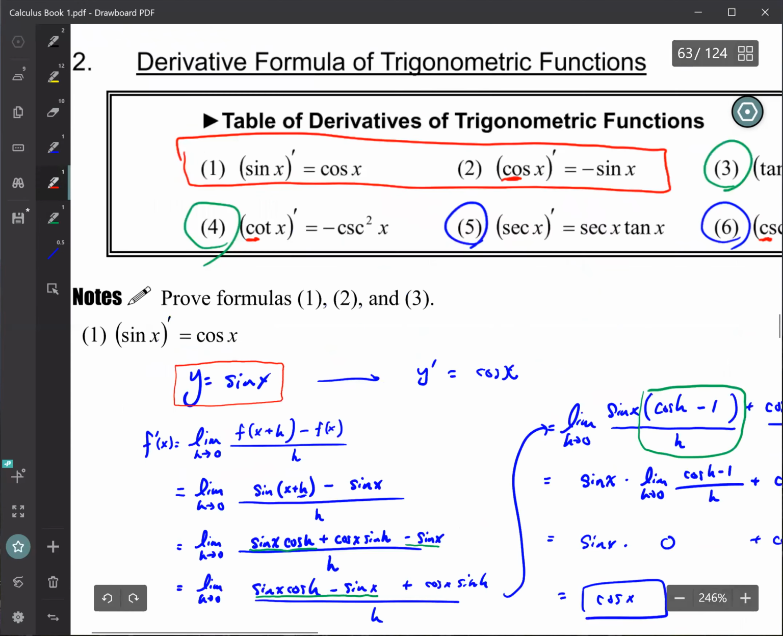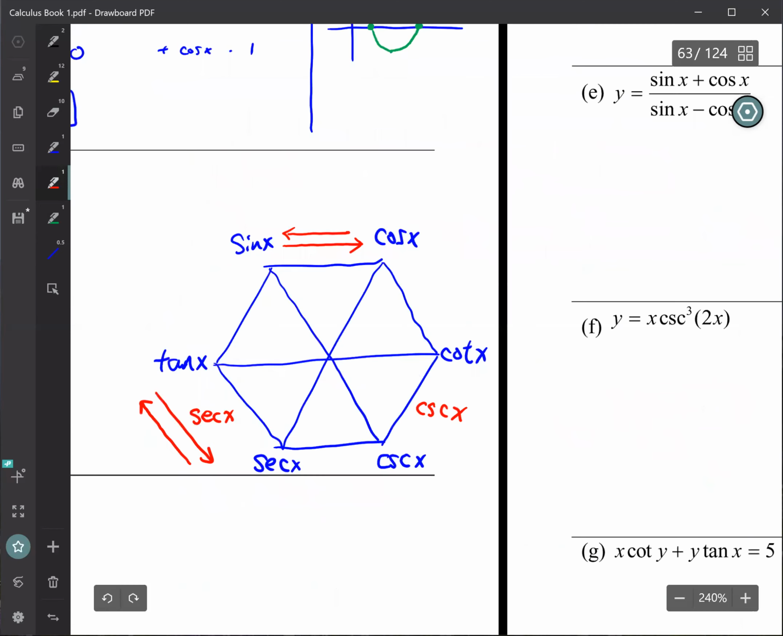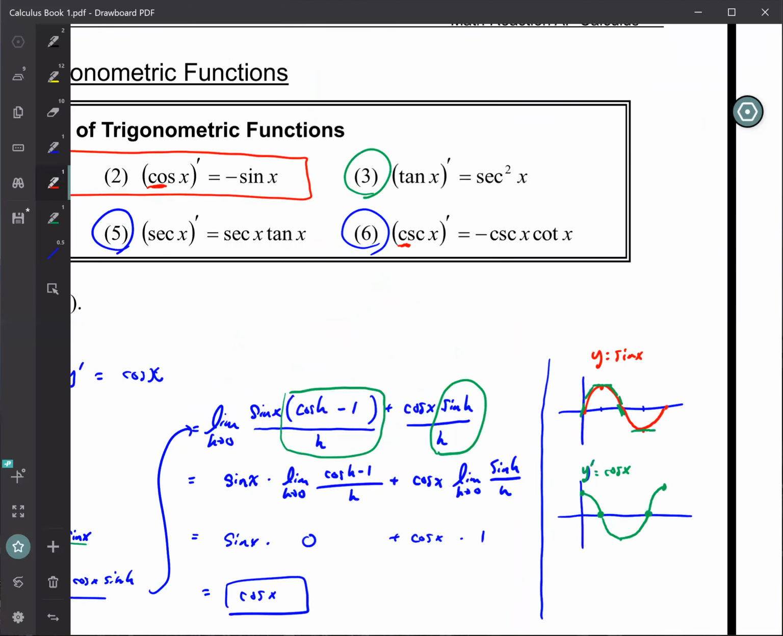Okay, now the last ones. Say it together: cotangent prime is negative cosecant squared. Take a look. Cotangent prime. Remember, cot has a negative, so you just add a negative. Cosecant, that's cosecant squared. So cotangent prime is negative cosecant squared. Last one, cosecant prime is negative cosecant cotangent.